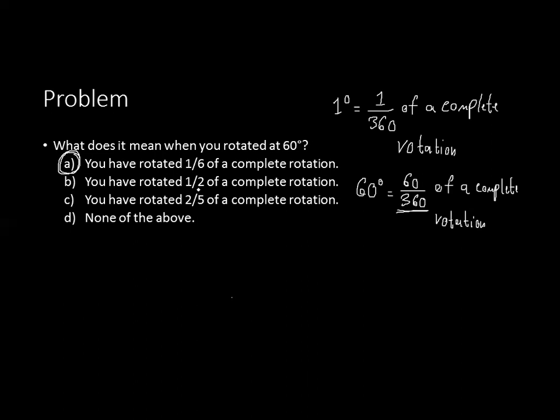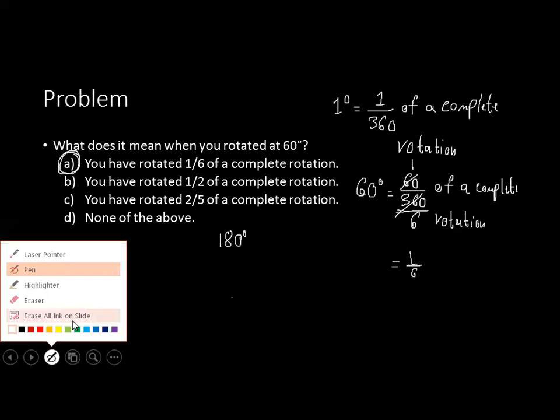But as you can see, these answers are different compared to here, so it implies that it is simplified. You see, 60 and 360 are both divisible by 60. So 60 divided by 60 is 1, and 360 divided by 60 is 6. Therefore, it's 1/6. That means you rotated 1/6 of a complete rotation. So it's not 1/2, because if it's 1/2, that would be 180 degrees. That means you rotated halfway. All right? So next.